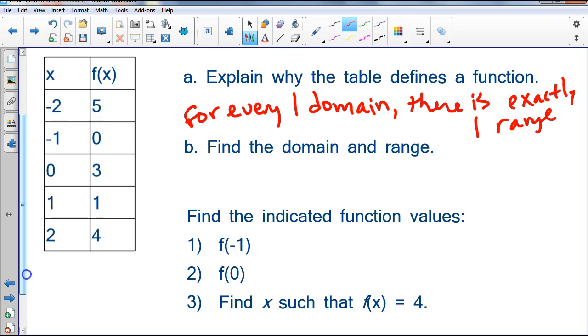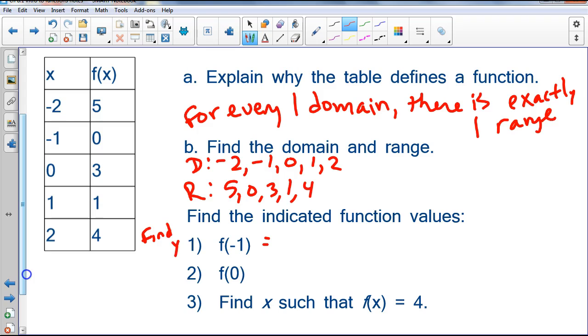So find the domain and range. So all we need to do is list our x's, negative 2, negative 1, 0, 1, and 2, and our range, same thing, 5, 0, 3, 1, and 4. And then it says find the indicated function values. So what this is saying is find f at negative 1. So they want you to tell us the y coordinate. So this is saying find y. So find negative 1 as x, here it is, and the associated y coordinate is 0.